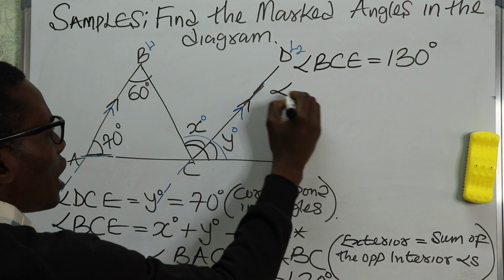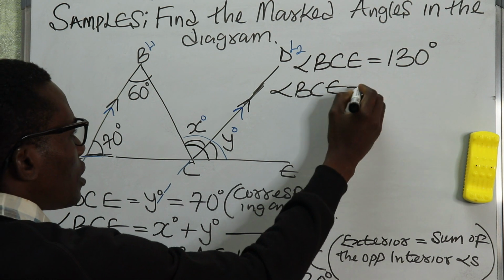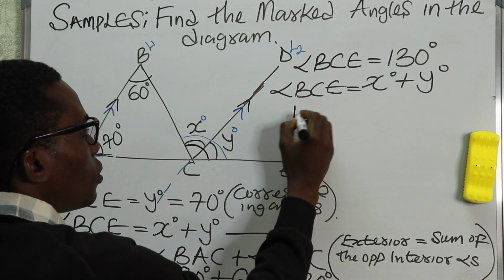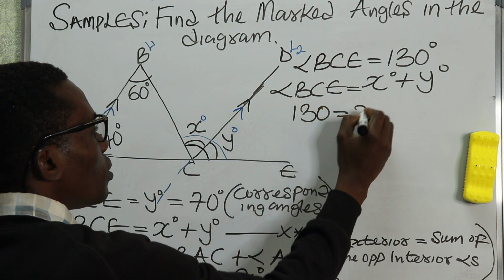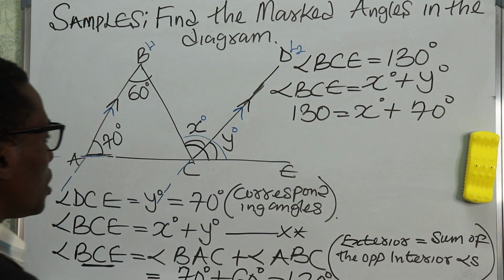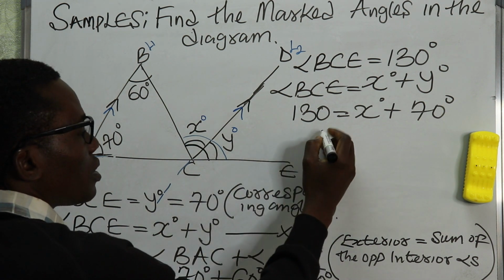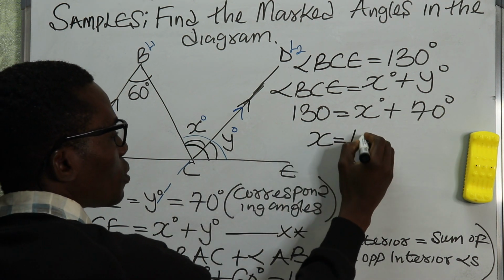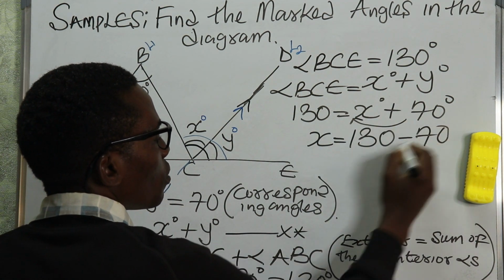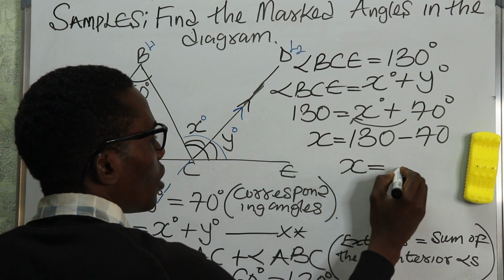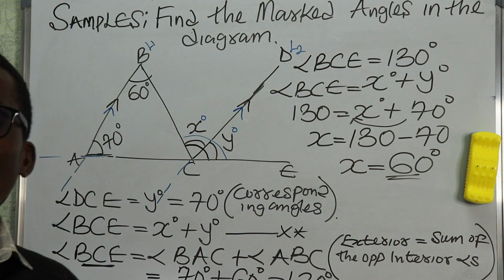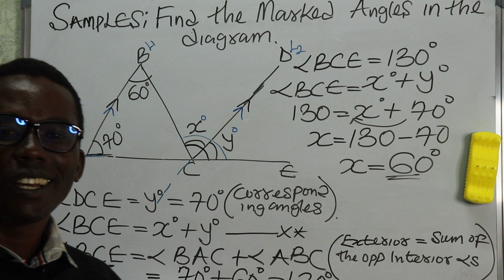Now we'll come to see that angle BCE is equal to angle x plus what? Angle y. And then we'll say our 130 is equal to angle x plus angle y, which is 70 degrees. Remember, we got our angle y at 70 degrees. So our x will now be equal to 130, while this comes here, this will give us minus 70. 130 minus 70, and then our angle x will be equal to what? 60 what? Degrees. So we see that our angle x is equal to 60 degrees.